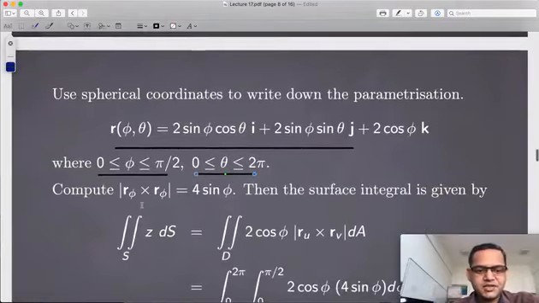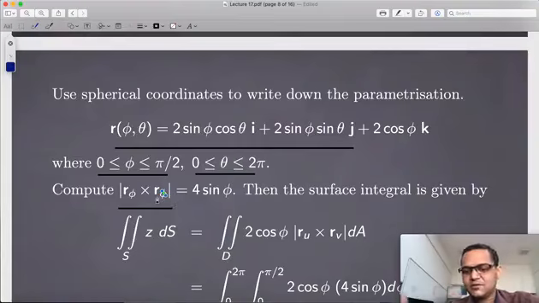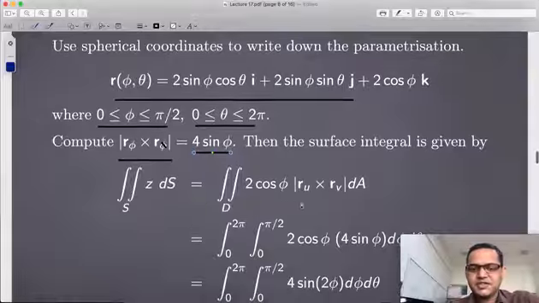So you compute this r_phi. Okay, there is a mistake here. This should have been theta. So r_phi cross r_theta. For that you have to first compute the partial derivatives with respect to phi and theta, and then compute the cross product and see whether you get 4 sine phi, and then just put it in the formula.